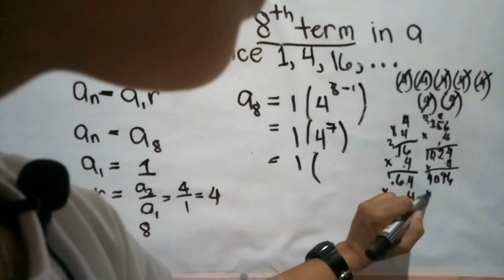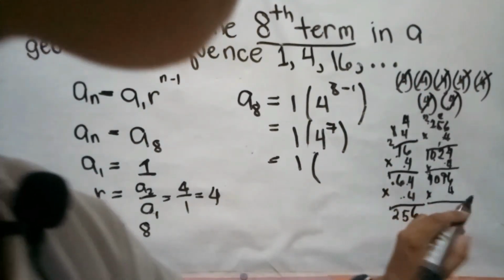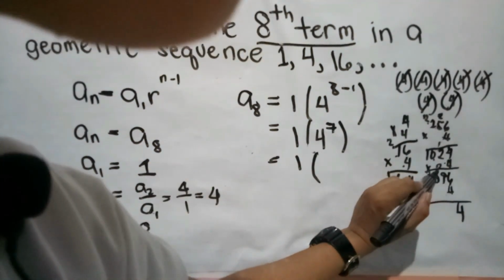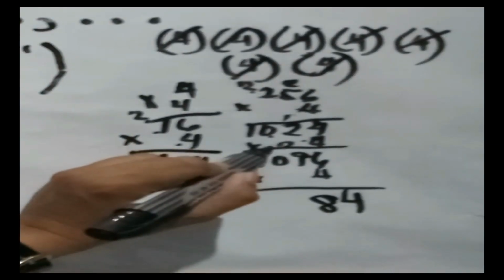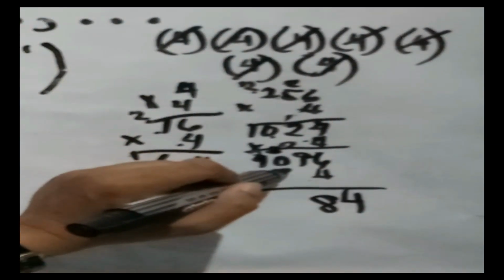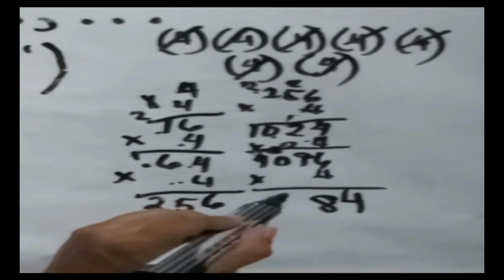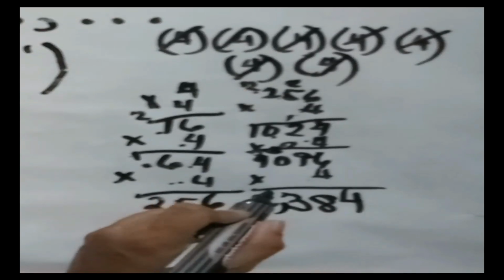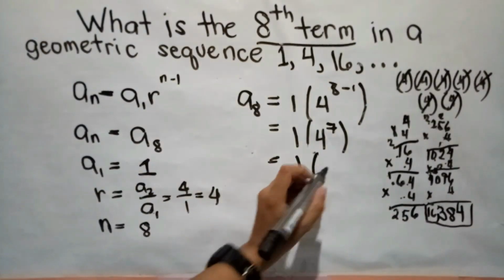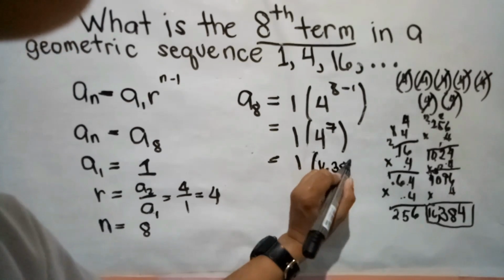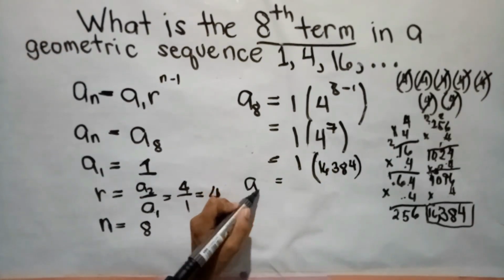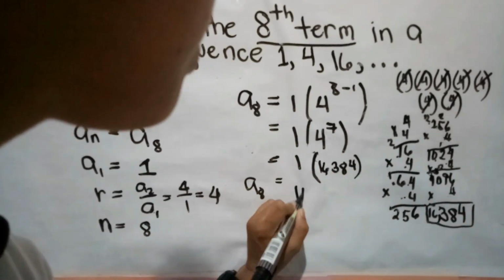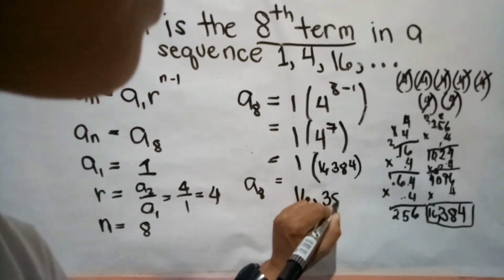Then last, times 4. So we have 6 times 4, 24. 4 times 9, 36 plus 2, 38. Then 4 times 0 is 0 plus 3. So we have 3. Then 4 times 4 is 16. So we have 16,384. So our a sub 8 is equal to 1 times 16,384, which is equal to 16,384.